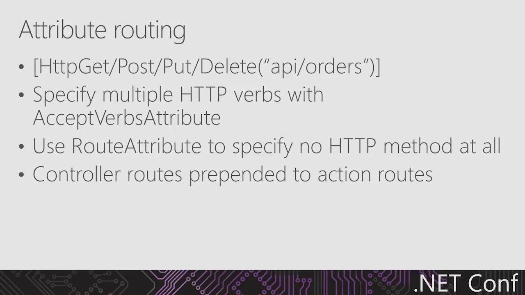Now, you can put route attributes on both the controller and on individual actions. When you do that, the routes on the controller are prepended to the action route. So if you have a common base route that all the actions are using, put that on your controller using the route attribute, and then you only need to specify the delta on each of your individual actions.